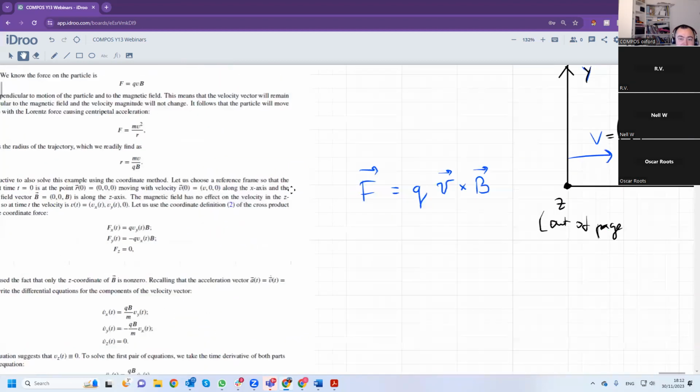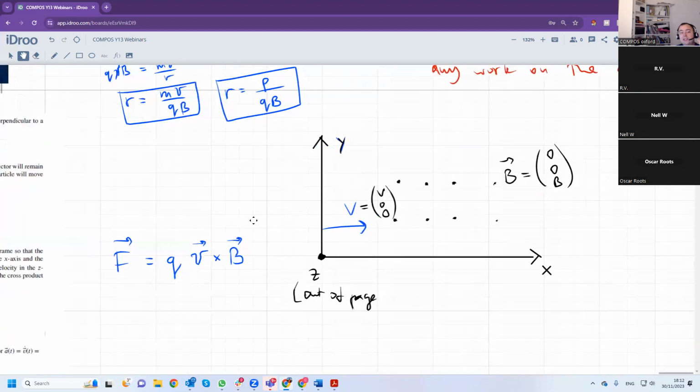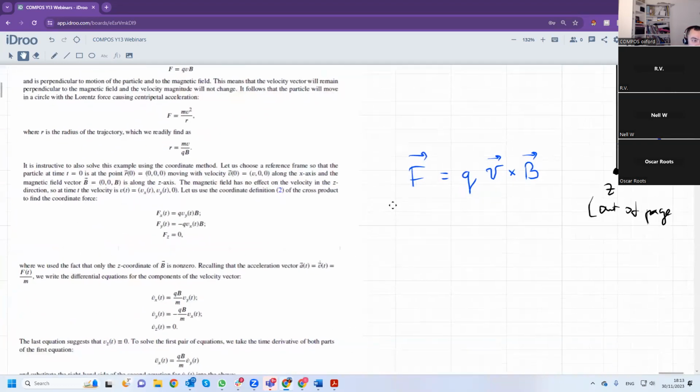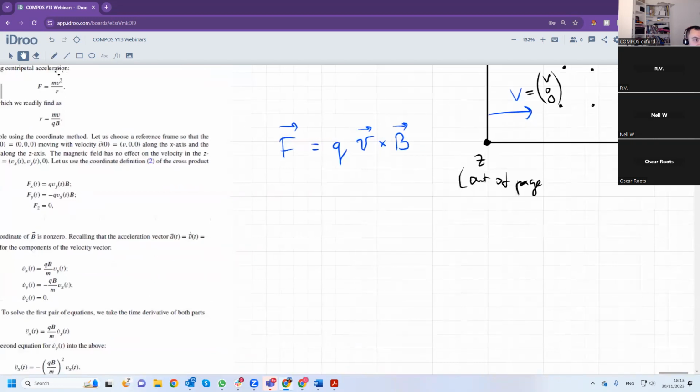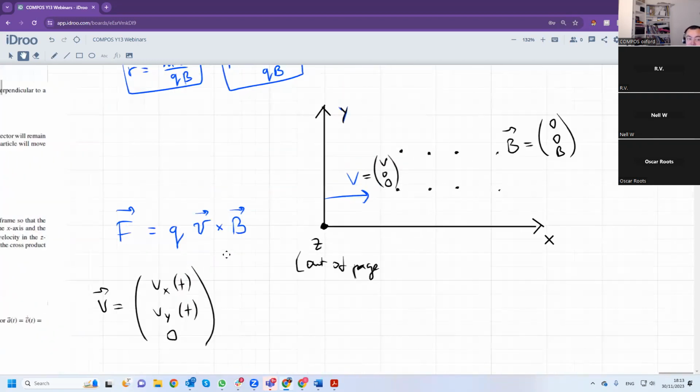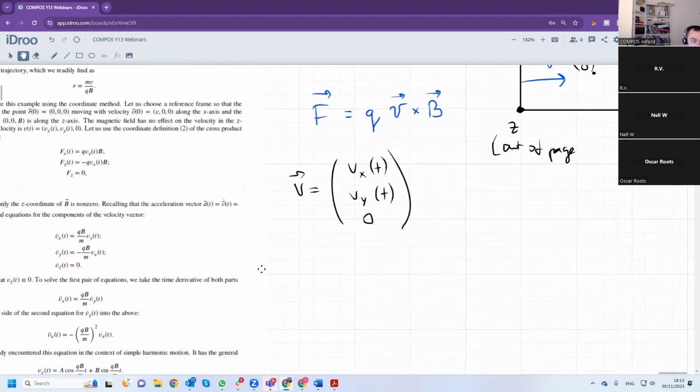The magnetic field has no effect in the z direction. Yes, the magnetic field cannot accelerate along the z direction. Okay. So what we say is the velocity of the particle through time is vx of time, vy of time, and zero, because the velocity in the z direction cannot change. The field cannot push you along the field. The force component along the field is always zero.